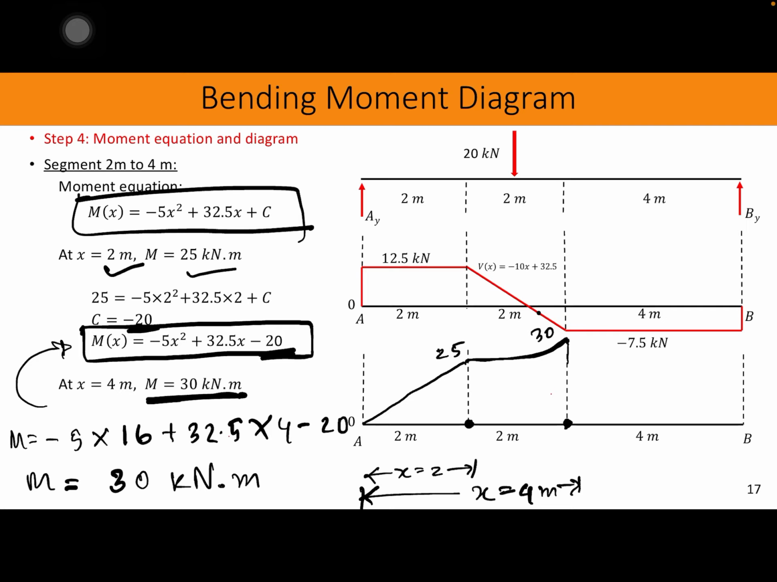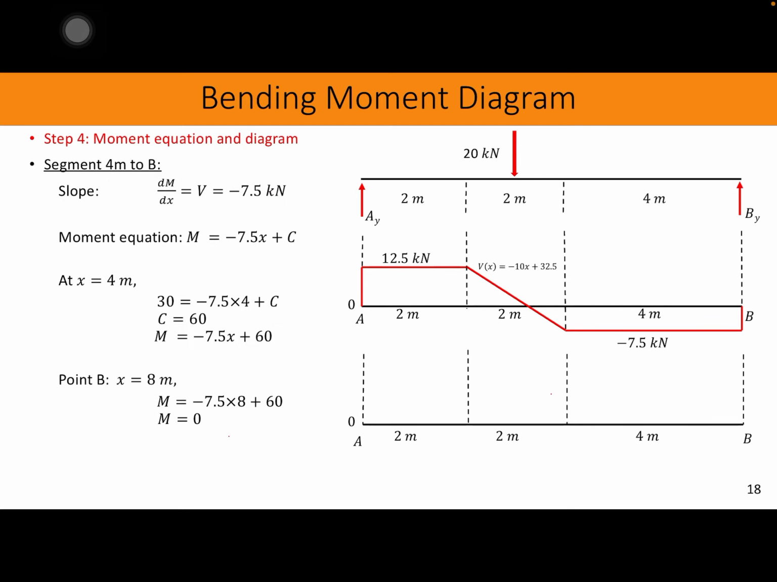Now from x equals 4 meter to point B, let's take a look. In this segment, we see that there is a straight line of the shear. That means in the moment diagram it would be a line with a slope. For that line with a slope, we need to determine that slope: dM divided by dx is nothing but the shear force, which is negative 7.5.